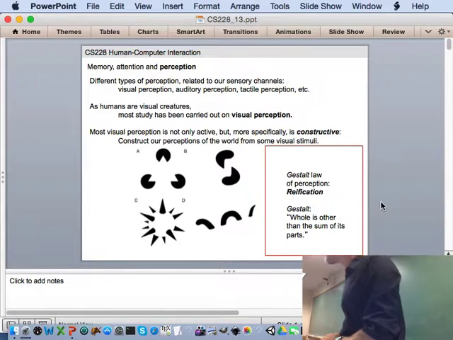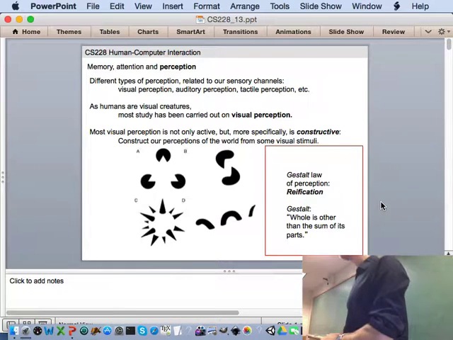What do you see in these four optical illusions? What do you see in the one top left? Triangle, right? There's actually 3 Pac-Mans. There's no triangle there. But your brain tells you there is a real triangle there. It is reifying the triangle in this case.